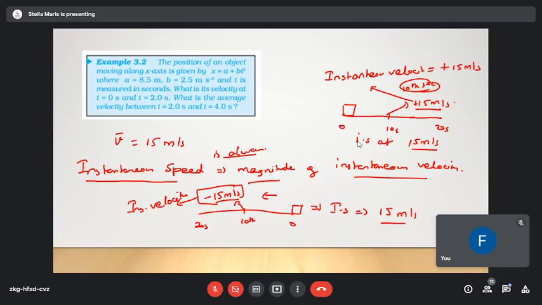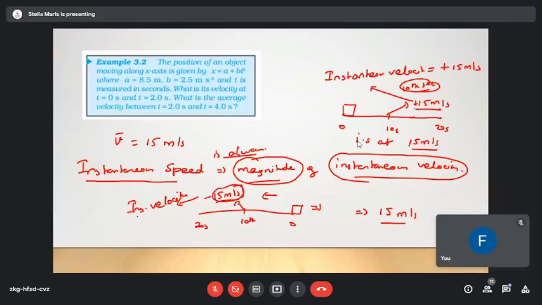So here it is plus 15 meter per second, since it is going in the positive direction, that is the instantaneous velocity. And here it is minus 15 meter per second, since it moves in the negative direction. But in both scenarios, the instantaneous speed is the magnitude of instantaneous velocity. We are not bothered about the plus symbol or the direction. We are taking only 15 meter per second for instantaneous speed.